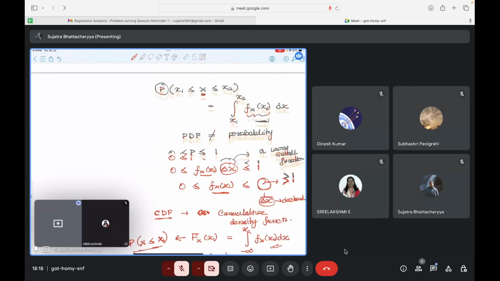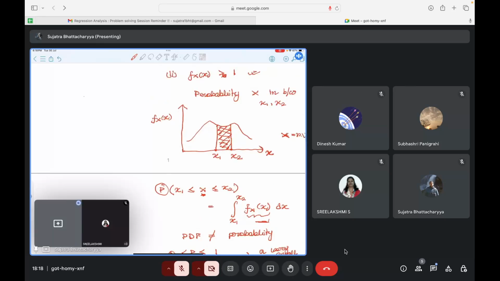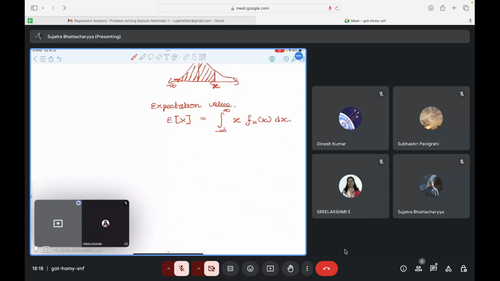One another property I will list, of the probability density function: the integral from minus infinity to infinity of f(x) dx is always equal to 1. Because f(x) dx is nothing but the probability, and when you integrate it, you get probability. The highest limit of probability is 1. Since you are integrating the entire space under the curve, it has to be equal to 1, the maximum probability. This is the mathematical definition of the expectation value.